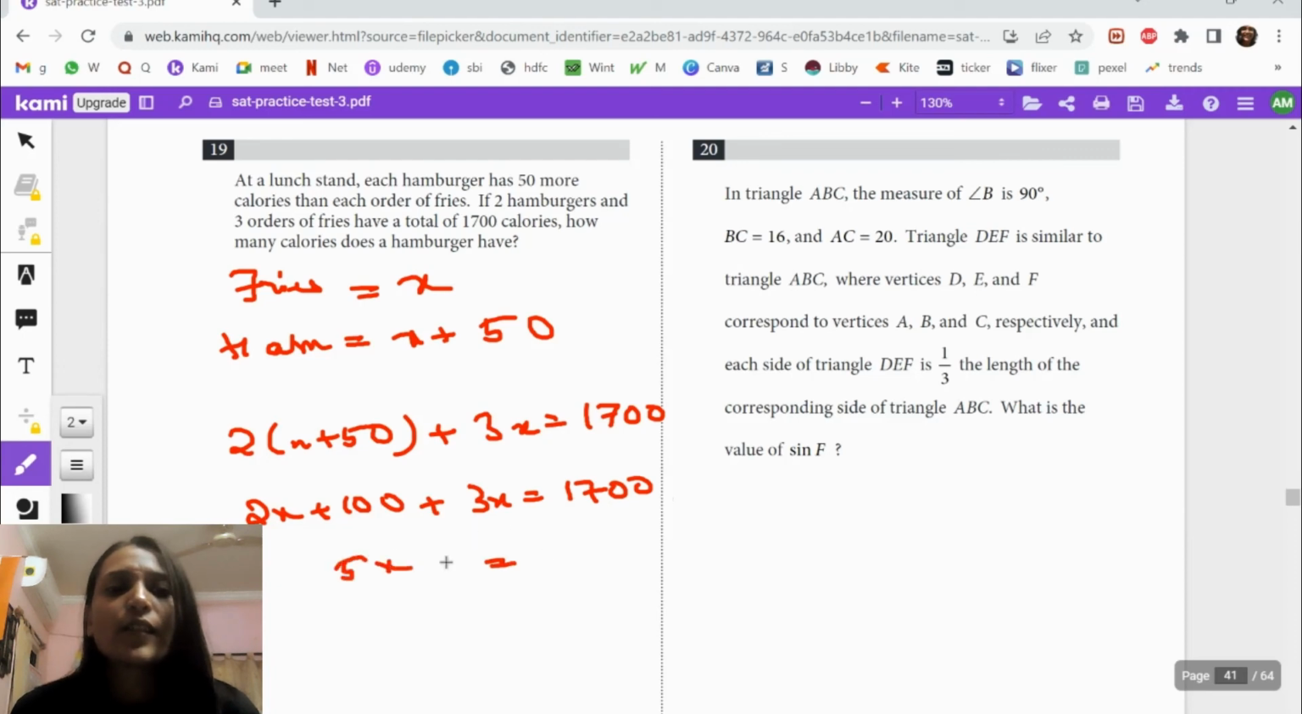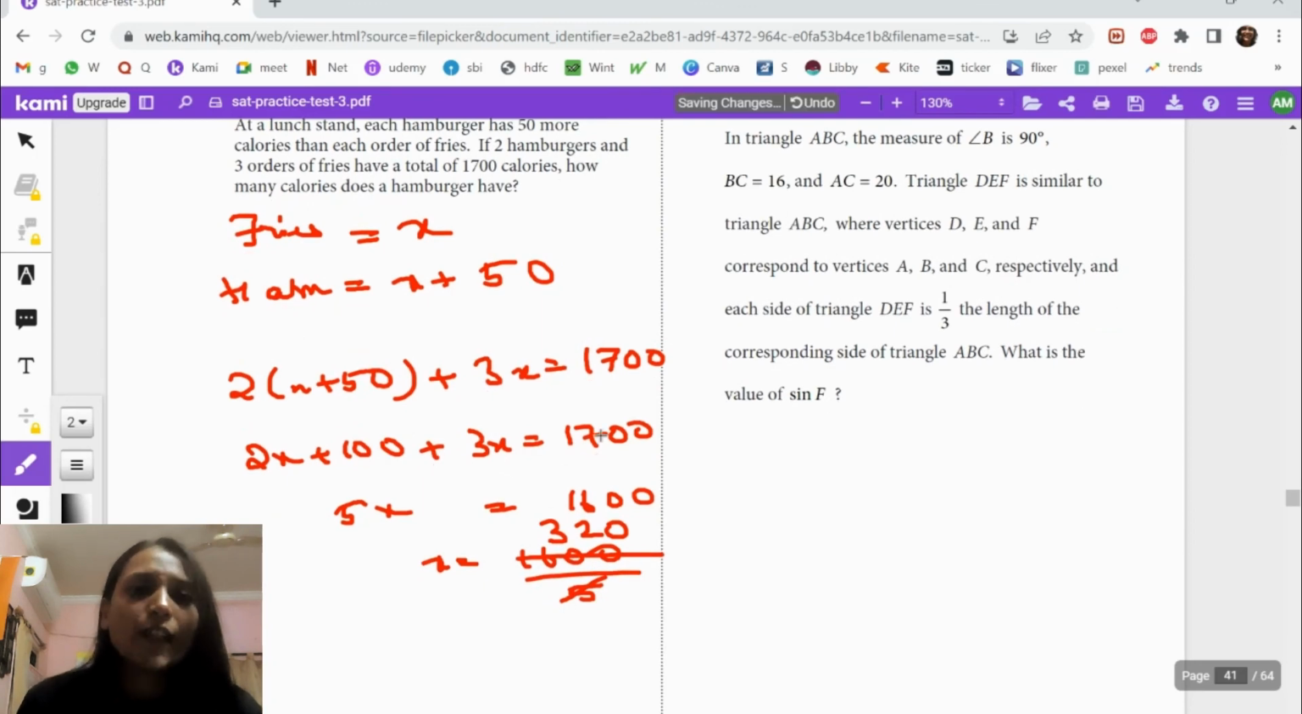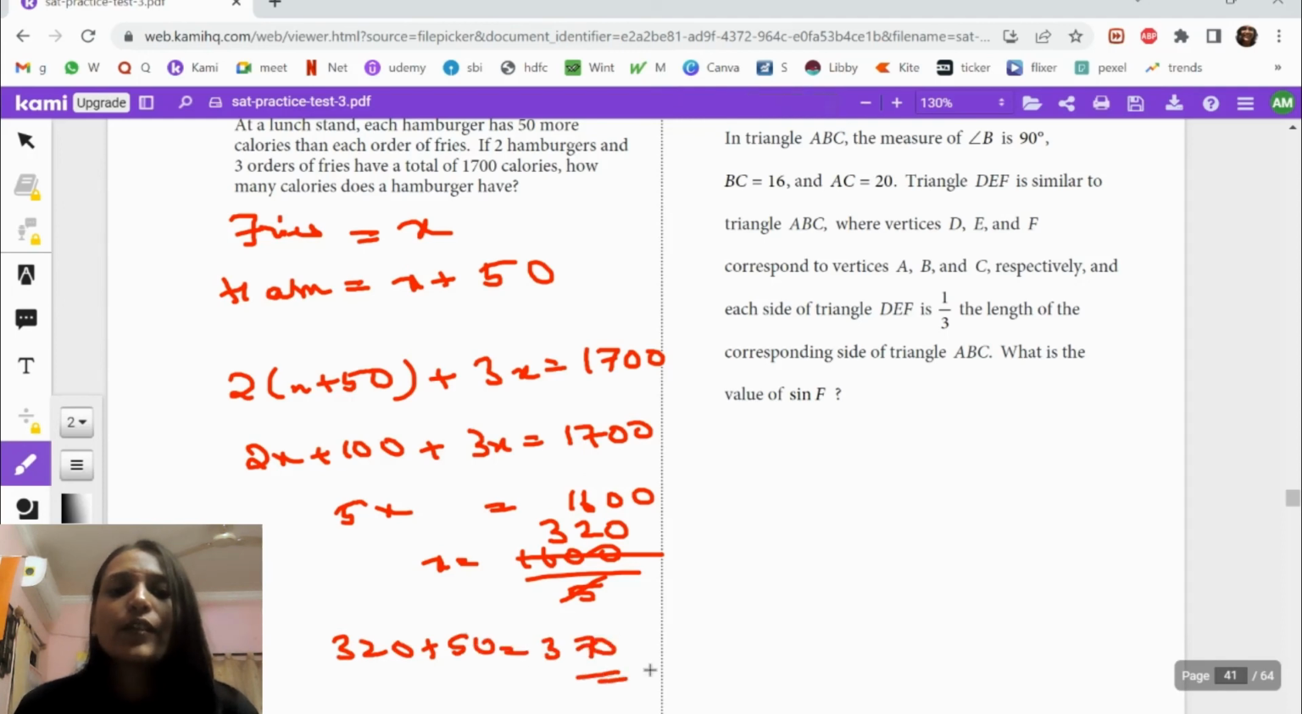Take the 100 to the other side. 5x is equal to 1600. x would be 1600 by 5, which is just going to be 320. So 320 is the value of x. Now x is fries. So hamburger would be 320 plus 50, which is 370 is the amount of calories.